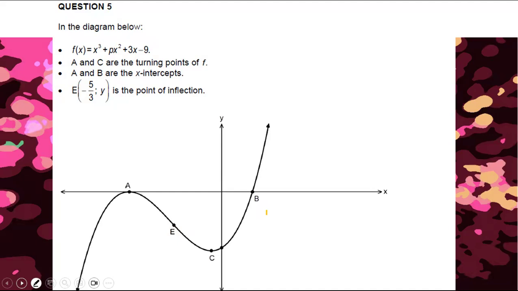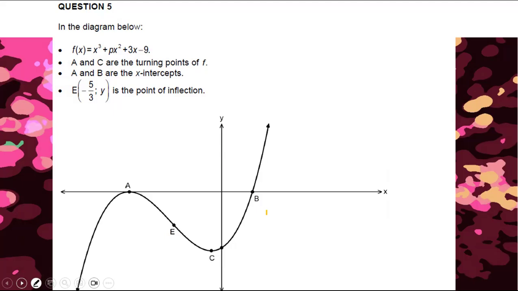In question 5, we are given a diagram below. Obviously, you have a cubic function there. How do you know that this is a cubic function? It's because the highest exponent is 3, right? However, you will notice that we are missing the coefficient of x squared, and we know that the y-intercept there will be -9, which is the constant.